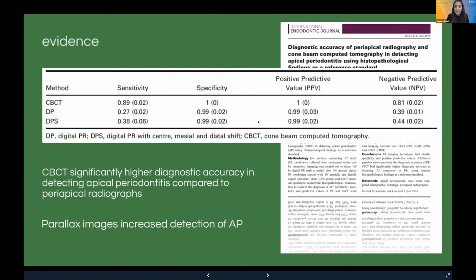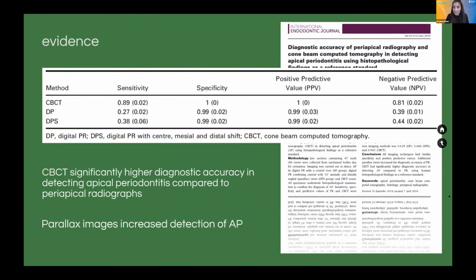CBCT had a significantly better sensitivity compared to periapical radiographs. And you can see it's quite significant, 89% compared to 27%. Now, if we had a parallax radiograph, that did improve our detection rates for AP. So that was 38%, but nothing compared to what a cone beam CT shows us.